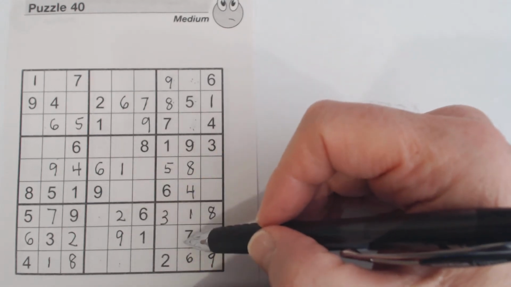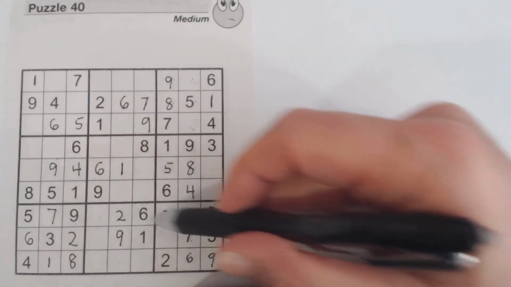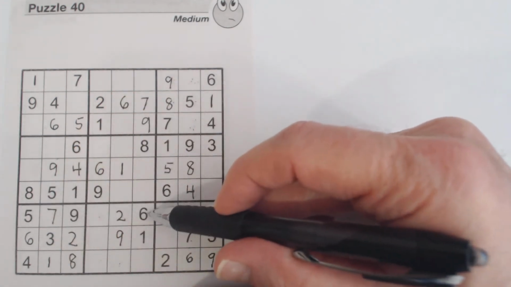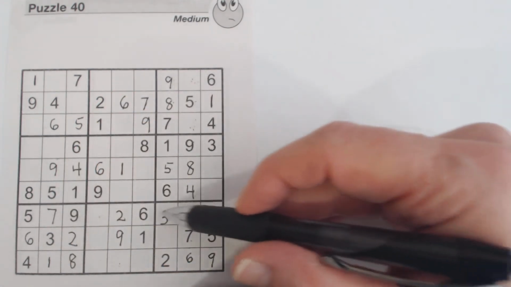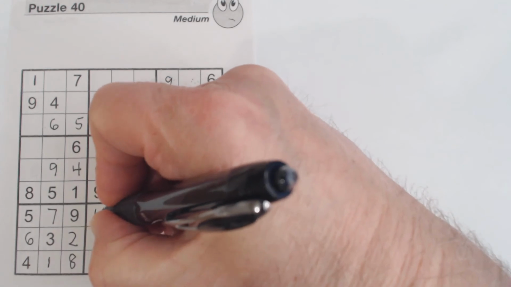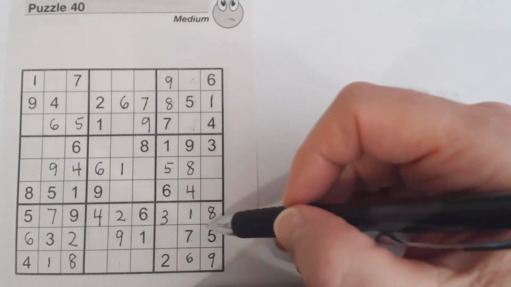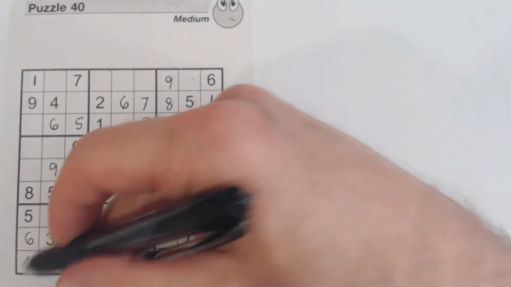And one number left here. 1, 2, 3, 4, 5, 6, 7, 8, 9. So we know that's a 4. Okay. We know this is a 4. It's the only number missing here, and we got 4s there.